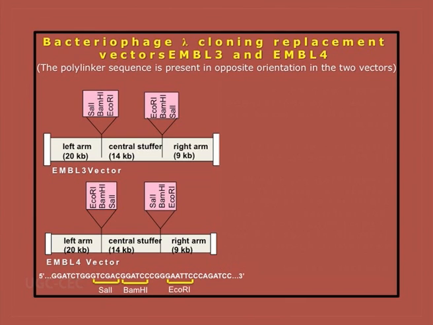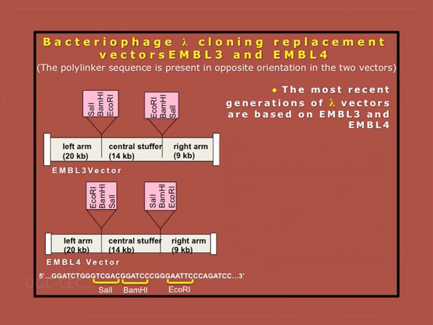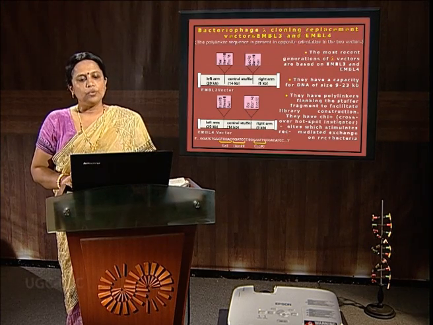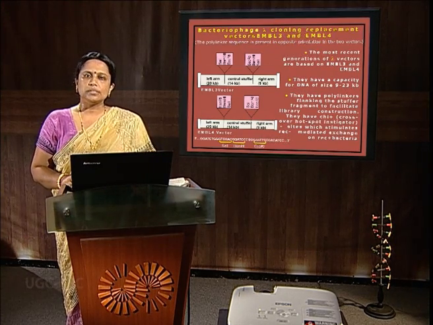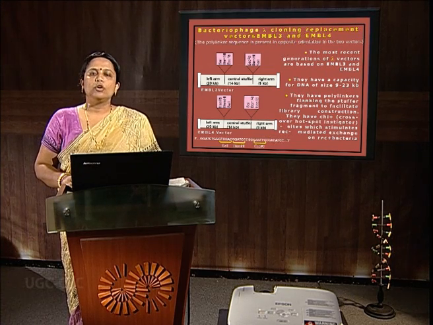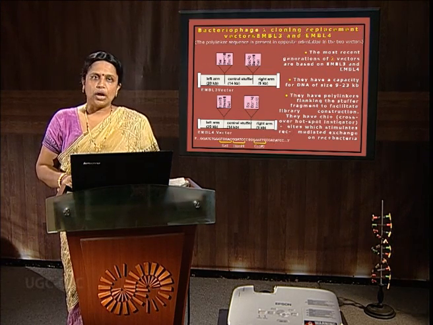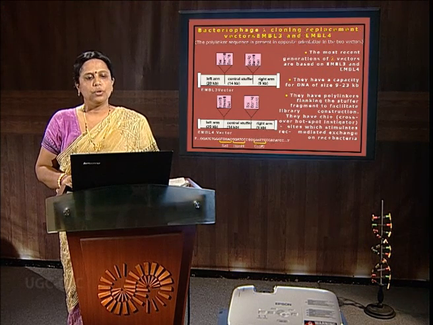The most interesting lambda replacement vectors that are used are called EMBL3 and EMBL4. Herein you can see that in EMBL3 and EMBL4 the central stuffer fragment is 14 kb in both of them. But the basic difference is that the restriction endonuclease recognition sites are just reversed. Once we introduce the gene of our interest inside those vehicles, the cloning capacity is much higher than that of insertion vectors.